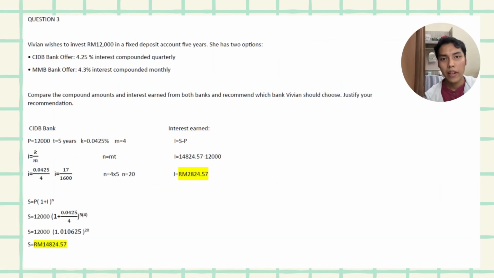First, for CIDB Bank, we know i is equal to 0.0425 over 4, while n equals 20. For compound interest, we use S equals P(1 + i)^n. So we just convert the values of P, i, and n, which is S equals 12,000(1 + 0.0425/4)^(5 x 4). So S equals 12,000(1.010625)^20, and the answer is S equals RM14,824.57.